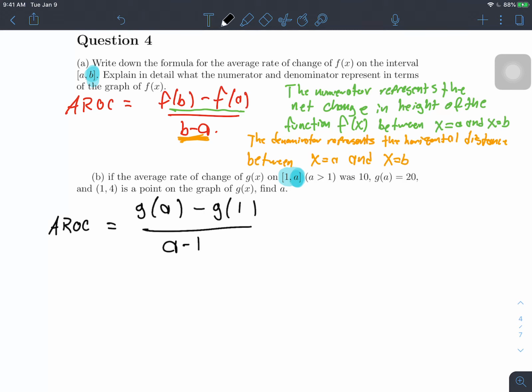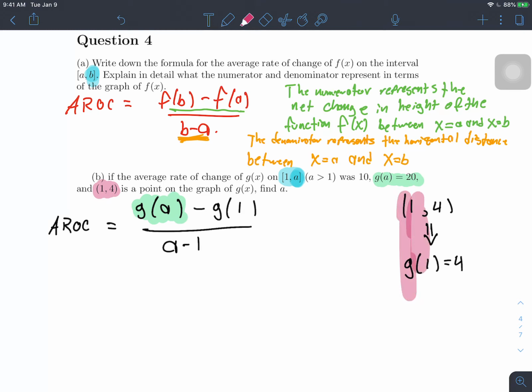Okay, and so we've been given some information in this problem, and we're supposed to figure out what a is. The first thing I see is g of a is equal to 20. Okay, so where I see g of a, I'm going to put 20. The other piece of information I'm given is 1 comma 4 is a point on the graph. If 1 comma 4 is a point on the graph, this tells us that g of 1 equals 4.